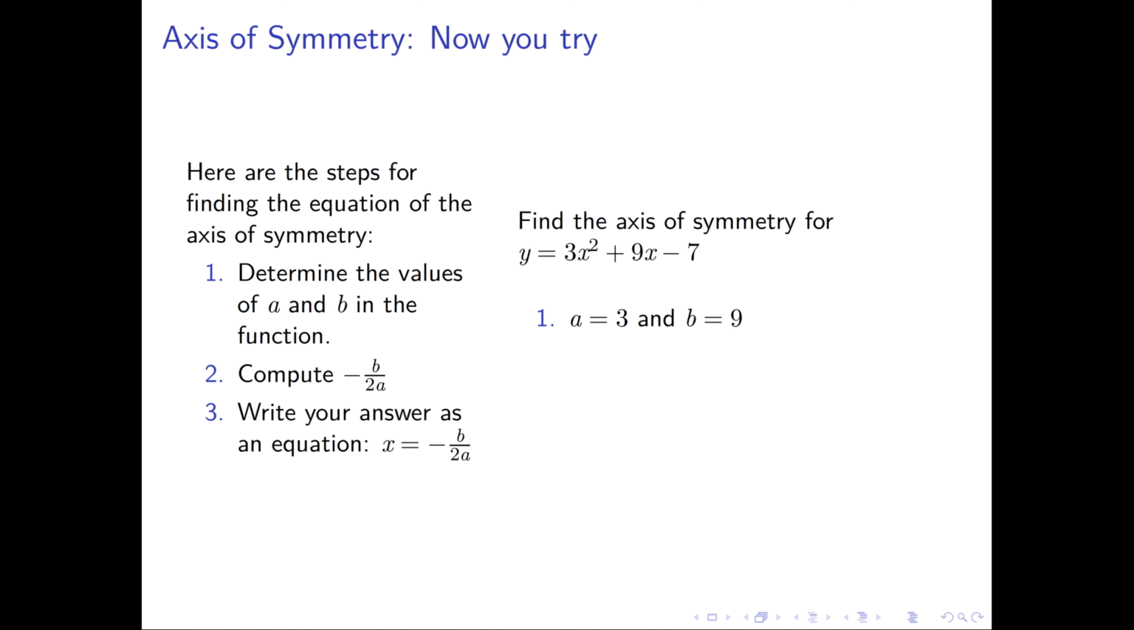Okay, so in this example, a is equal to 3 and b is equal to 9. The opposite of b over 2a is the opposite of 9 over 2 times 3. That's negative 9/6 or negative 3/2. And when asked for the axis of symmetry, in this case you should write x equals negative 3/2.